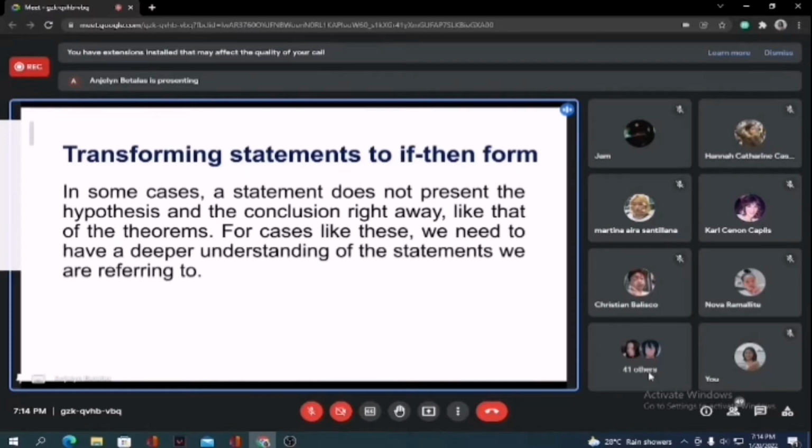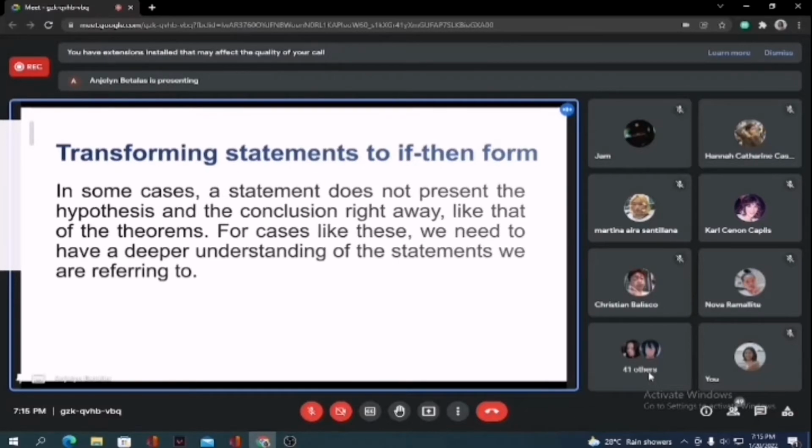In some cases, a statement does not present the hypothesis and the conclusion right away, like that of the theorems. For cases like this, we need to have a deeper understanding of the statements we are referring to. If you understand the theorem, its deeper meaning, you can present it in a good if-then form. So it depends on whether you understood it.